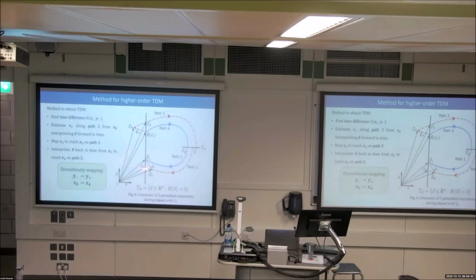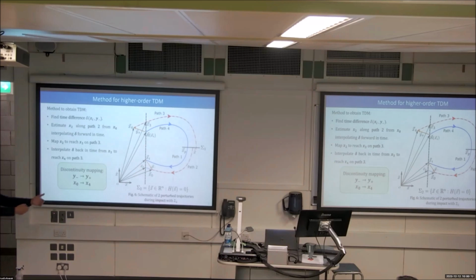We do that by first looking at the state x0. The original trajectory reaches Xi and gets mapped to R of Xi via the impact map R, whereas the perturbed state reaches x0. The idea is to find out first the time difference, delta, for x0 to reach x2. Then we estimate where x2 is on the discontinuity boundary. And then we try to map the point x2 via the impact map R of x2 to reach x3.